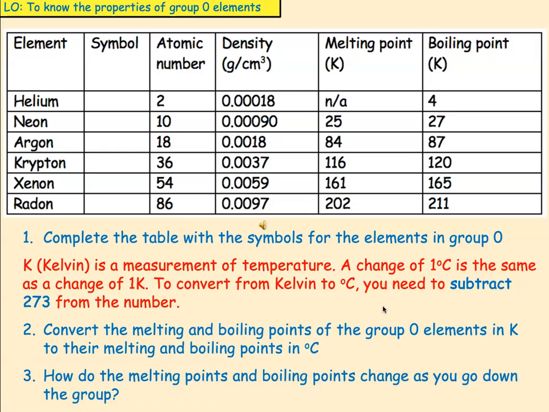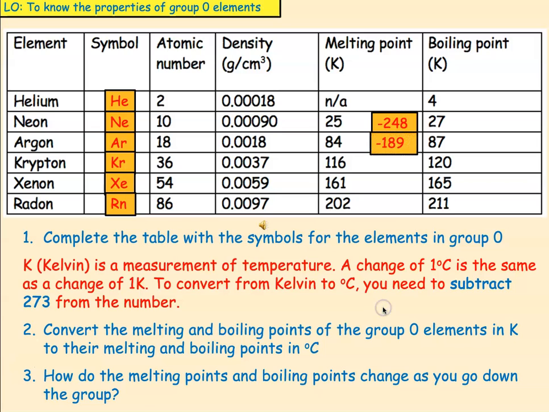Okay, so let's see if you remember the symbols for these elements. Helium is He, neon Ne, argon Ar, krypton Kr, xenon Xe, and radon Rn. Now, in order to convert Kelvin to degrees C, we're going to take away 273. So 25 minus 273 is minus 248.